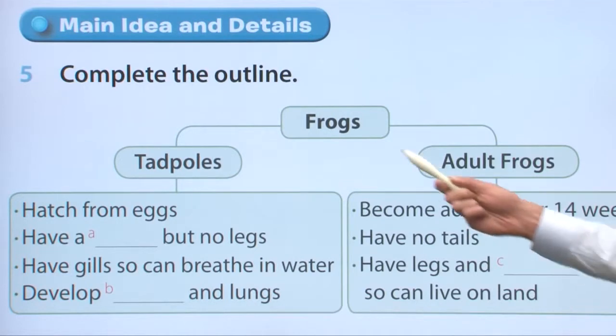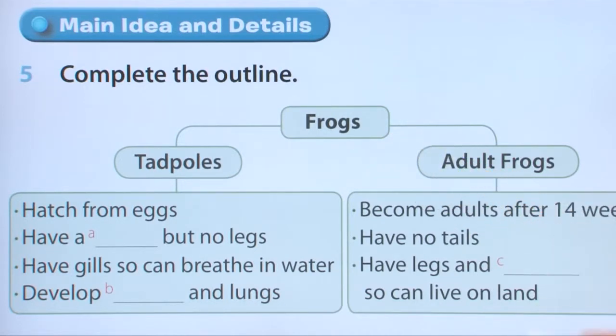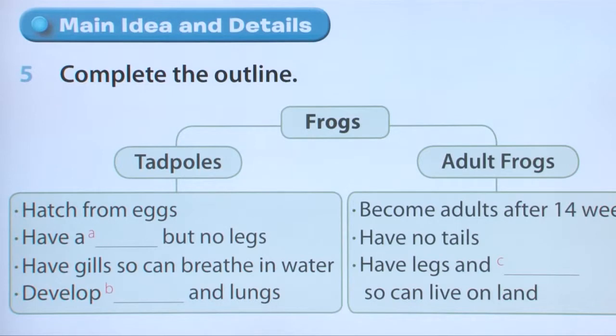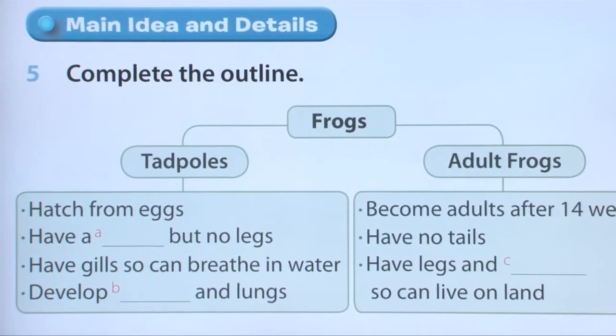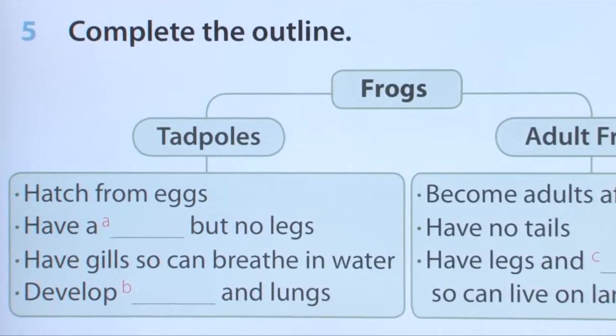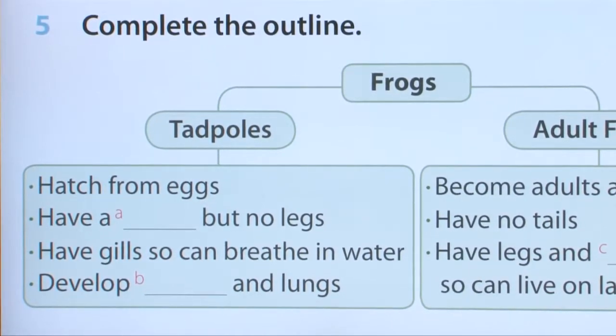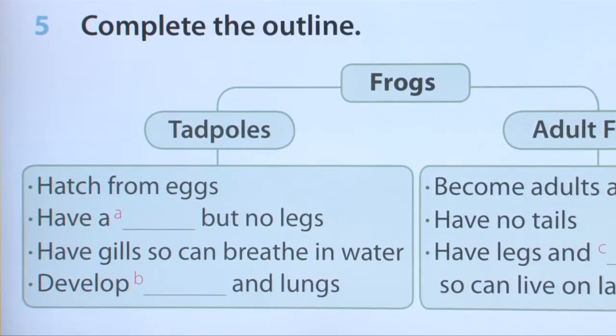Okay, so we mainly looked at frogs, and under frogs, we looked at 2 different stages in their life cycle: tadpoles and adult frogs. First up, tadpoles. Now, tadpoles, they hatch from eggs. They also have a blank, but no legs. They have a what? What goes in the blank here? Well, the answer is tail. Yes, they have a tail.